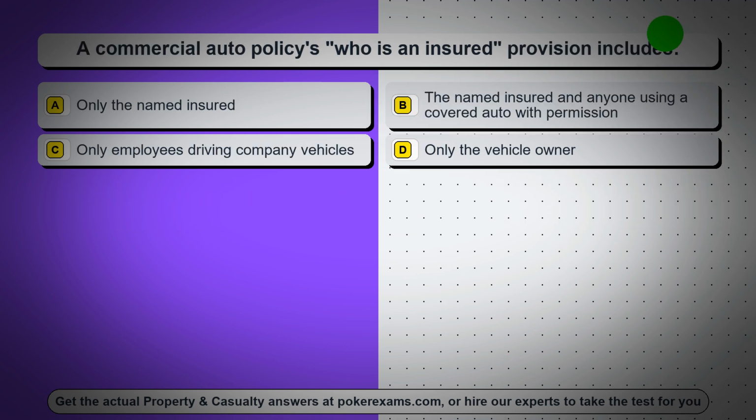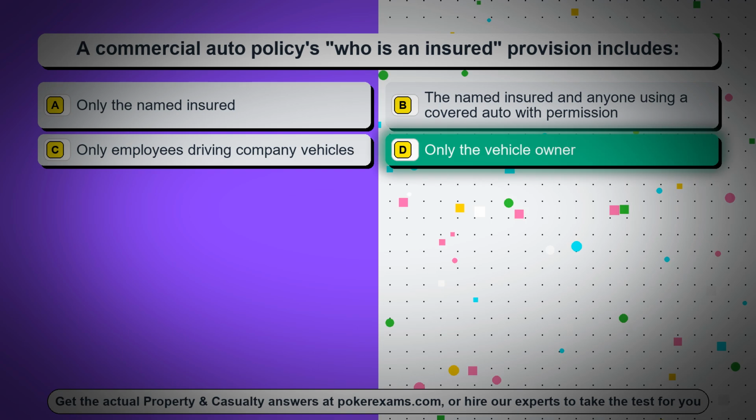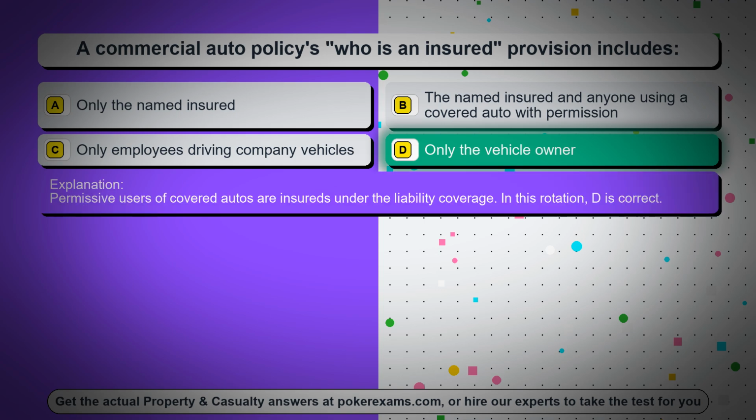Question 19. A commercial auto policy's who is an insured provision includes. Option A. Only the named insured. Option B. The named insured and anyone using a covered auto with permission. Option C. Only employees driving company vehicles. Option D. Only the vehicle owner. The correct answer is option D. Only the vehicle owner. Permissive users of covered autos are insureds under the liability coverage. In this rotation, D is correct.